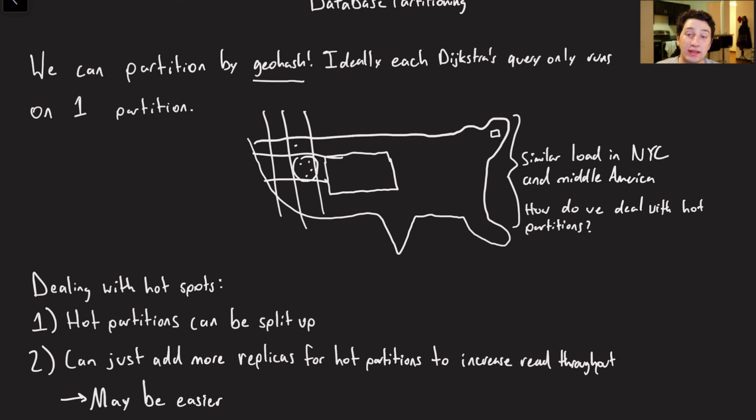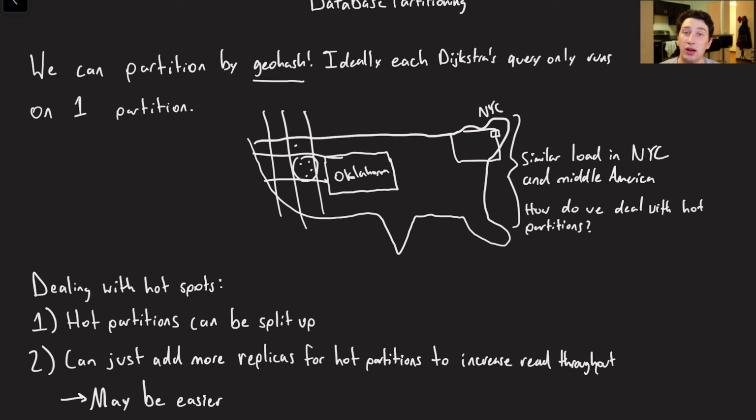The problem with partitioning by geohash is that objectively, certain partitions are going to get more traffic, right? Like in Oklahoma over here versus New York City, there is a pretty significant difference in how much traffic you're going to be getting, because there are a lot more users in New York City using Google Maps compared to Oklahoma, which has a pretty small population. And that's assuming that we're using equal geohash sizes.